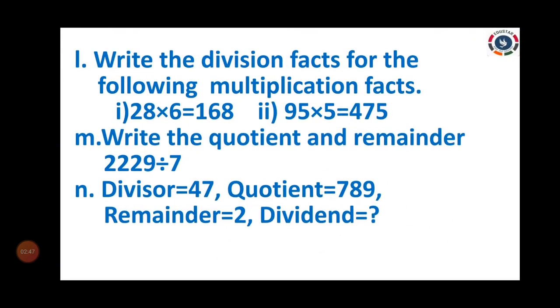Then L. Write the division facts for the following multiplication facts. Here the given question is a multiplication fact. You want to convert it into a division fact. So first one, 28 into 6 equal to 168. And second one, 95 into 5 is equal to 475. So M. Write the quotient and the remainder. So divide the value and write the quotient and remainder. And N. Divisor is given 47. Quotient is given 789. And remainder is given 2. So what is the dividend? You know the division algorithm formula that you should apply here and find the answer for the dividend.